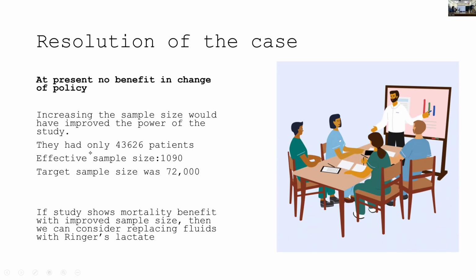But here you should note that the sample size is very, very low. The target sample size was 72,000, but they were able to get only 43,626. And if you apply the formula for effective sample size, the final effective sample size is only 1,090 for this particular design. So maybe if you had increased the sample size and the power of the study, you might have had a benefit. And if it had any benefit, then maybe you can change the practice, because the incremental cost for one mortality effect is actually quite low, 7,000 rupees.